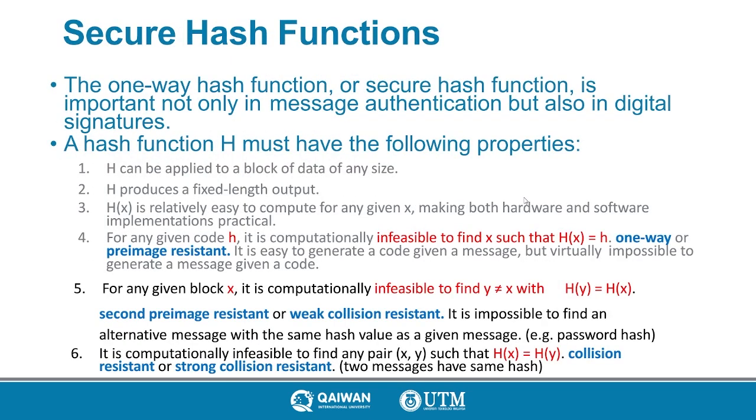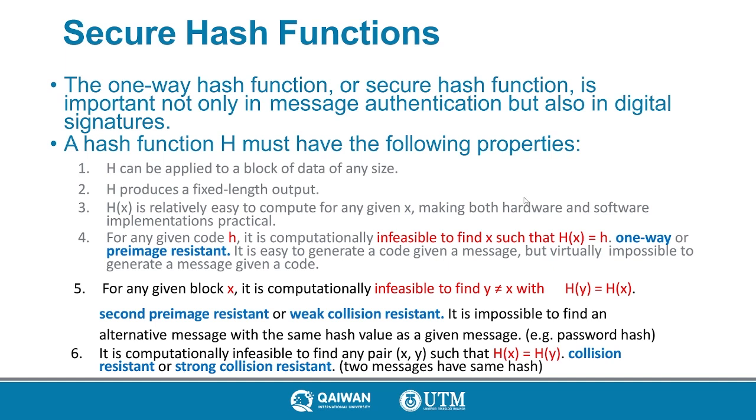Now, secure hash function. The one-way hash function, or secure hash function, is important not only in message authentication but also in digital signatures. A hash function H must have the following properties. H can be applied to a block of data of any size. H produces a fixed-length output. H(X) is relatively easy to compute for any given X, making both hardware and software implementation practical. For any given code h, it is computationally infeasible to find X such that H(X) equals h.